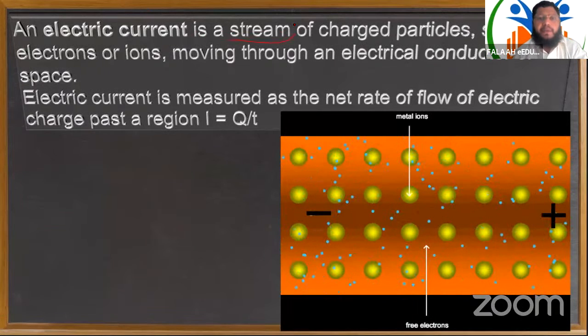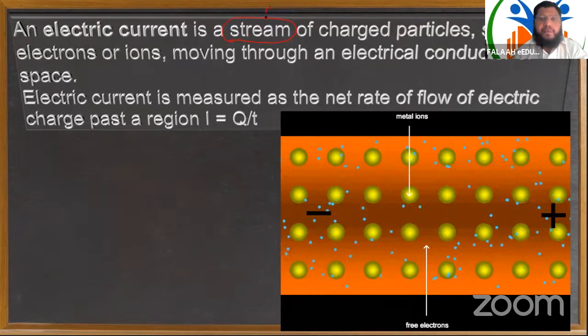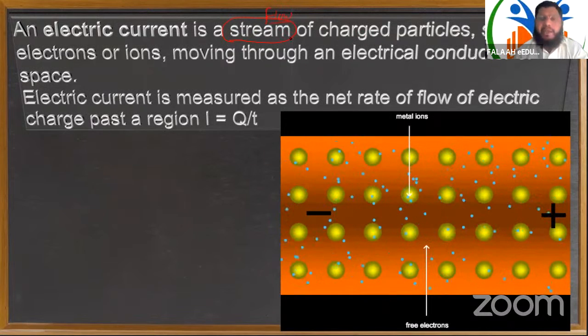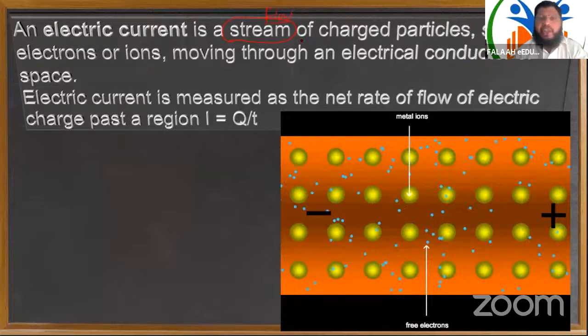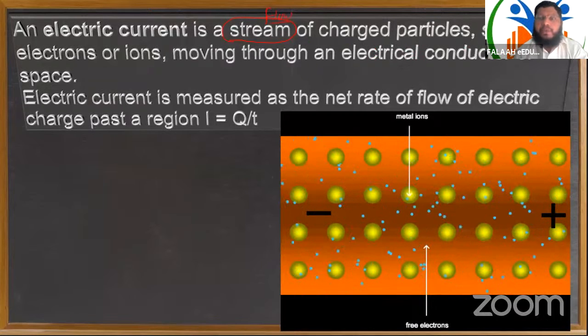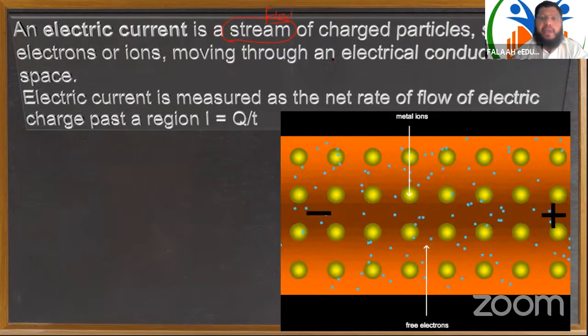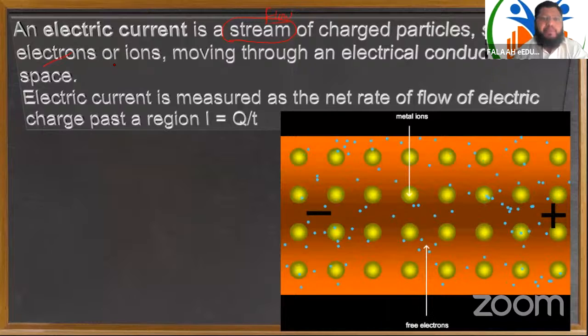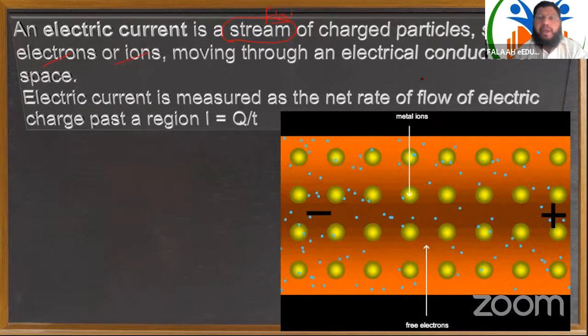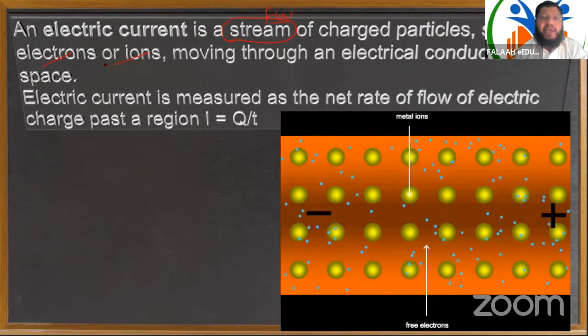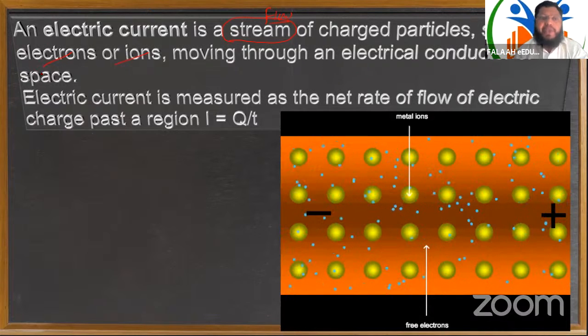Stream. What do we call it in Marathi? Flow. It's near but a flow. Electric current is a stream of the charge particles, such as electrons or ions. That is the charge particles, maybe electrons or maybe ions, moving through an electric conductor or space. Electric current is nothing but a stream of charged particles moving through an electric conductor or in space.